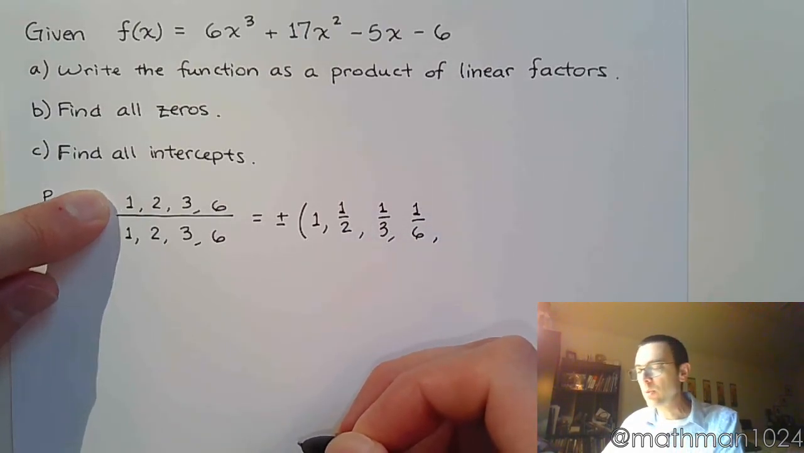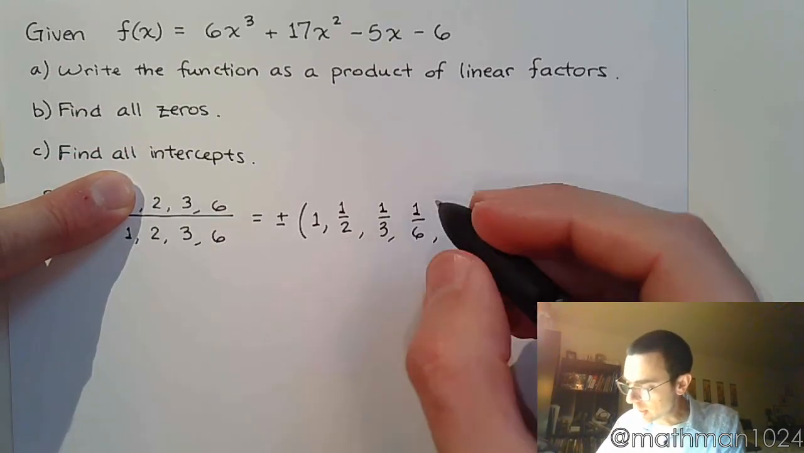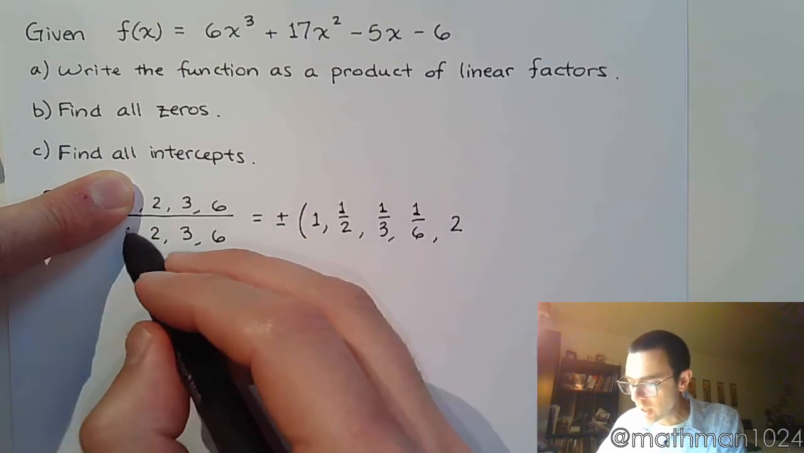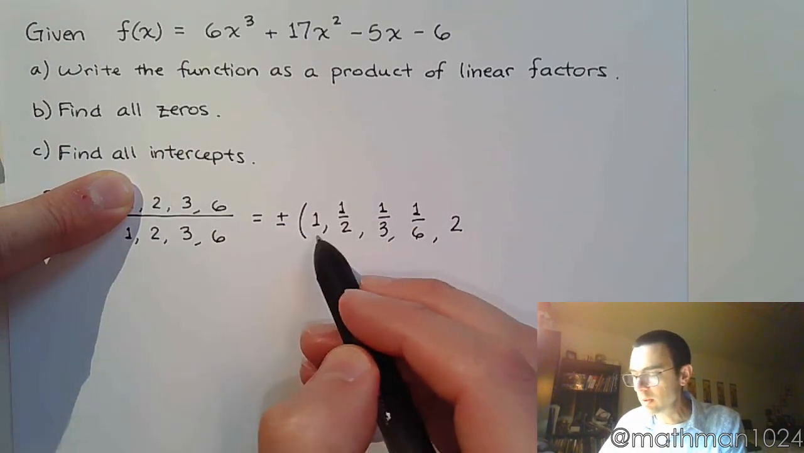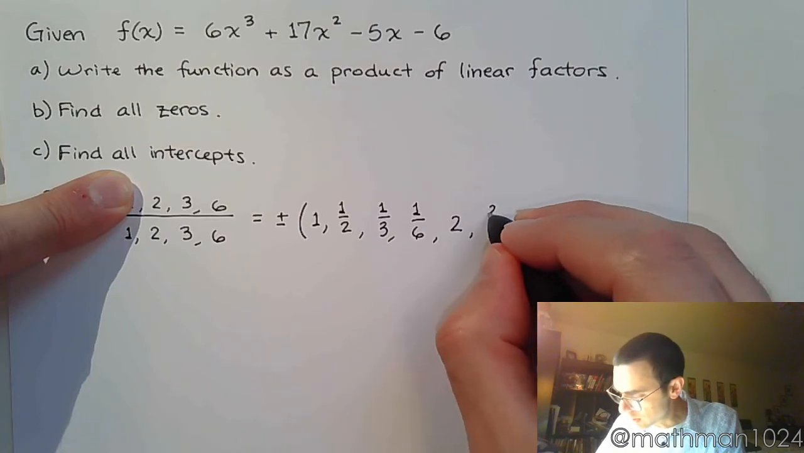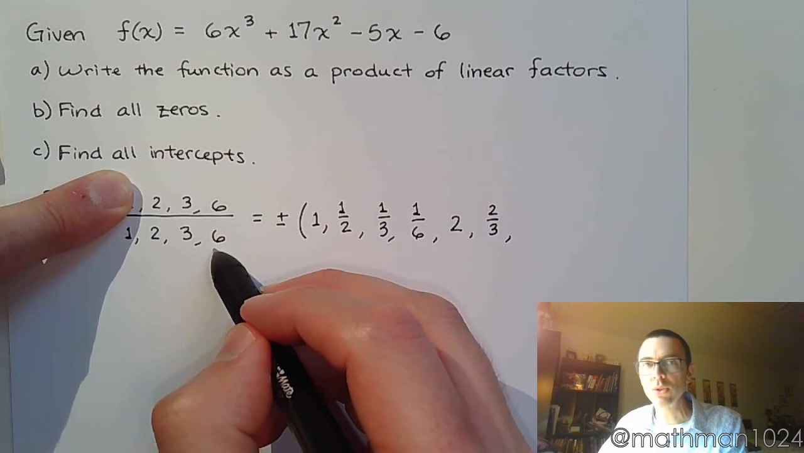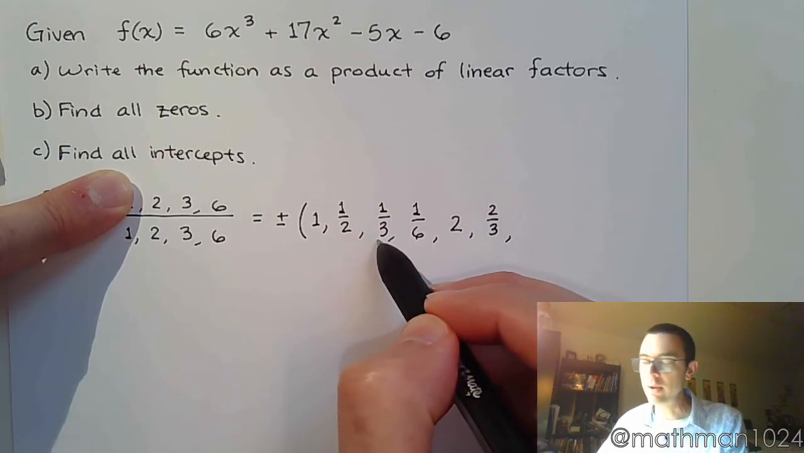Now we do the same thing with 2. So let's do 2 over 1. Okay, so that's a new one. 2. 2 over 2 is 1. We don't need to write that again. 2 over 3 is a new possibility. So 2 over 3. 2 over 6 reduces to 1/3, which we already have.